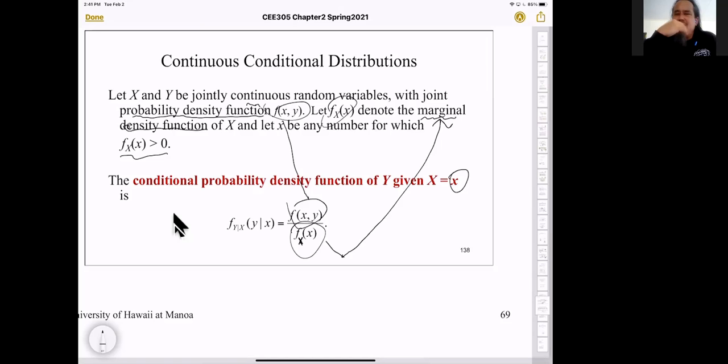Could you just, I don't know, I'm just a little confused about why we have conditional distributions, and then the difference between continuous conditional distributions.